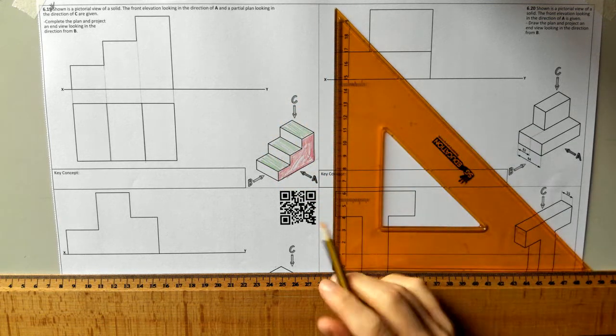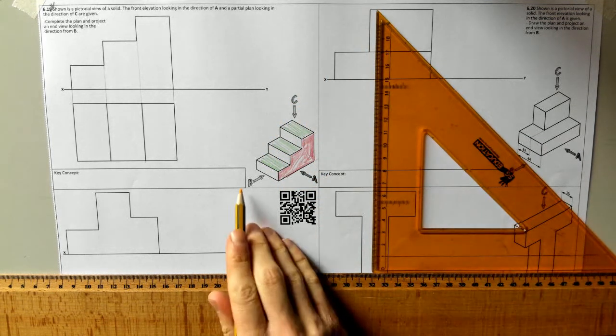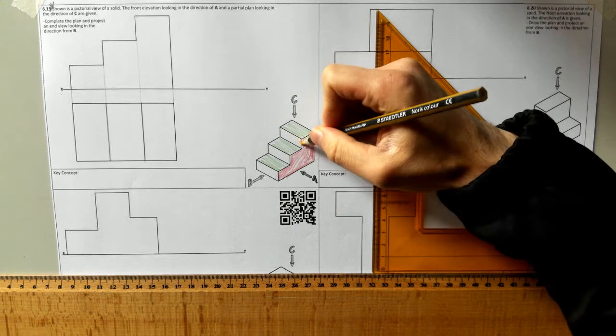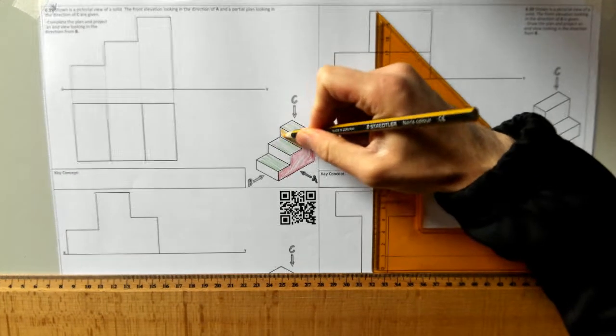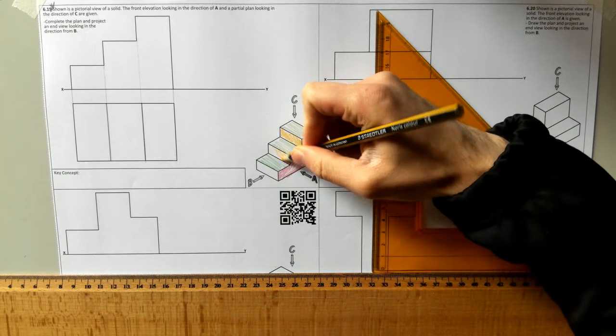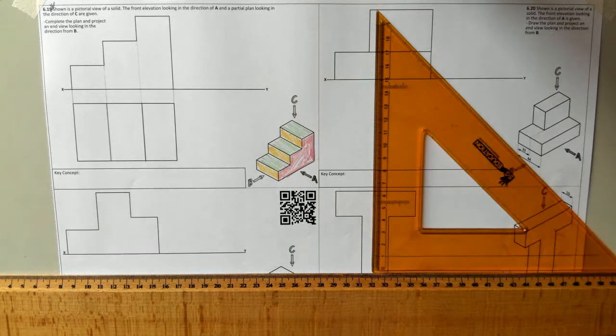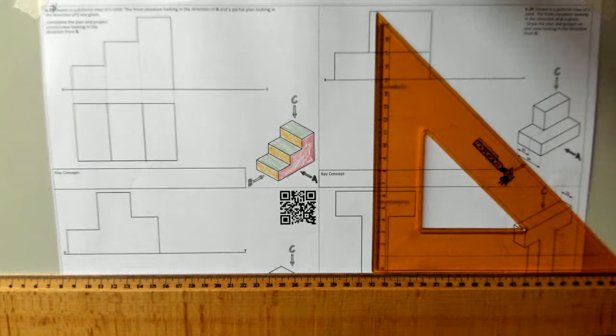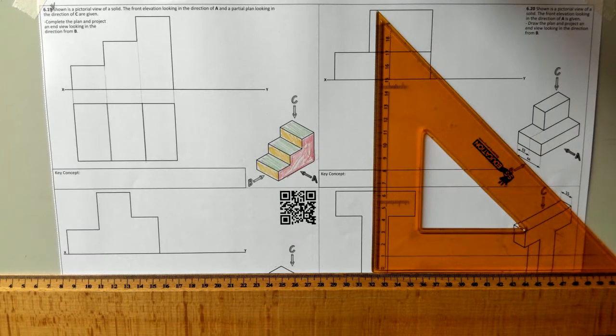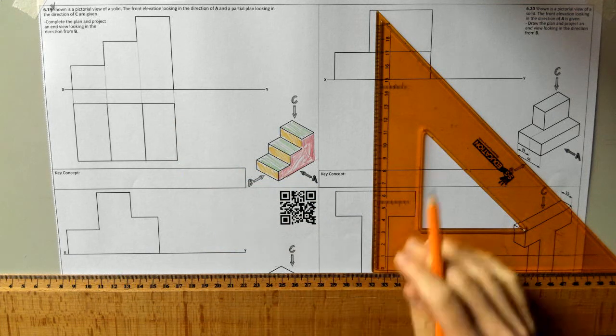Last thing, our end view. What do we see when we look in the direction of arrow B? We're going to be able to see that yellow rectangle there, that one there, and that one there. So we learned in the last video that to get our end view, we need to take our points from our plan up to it.